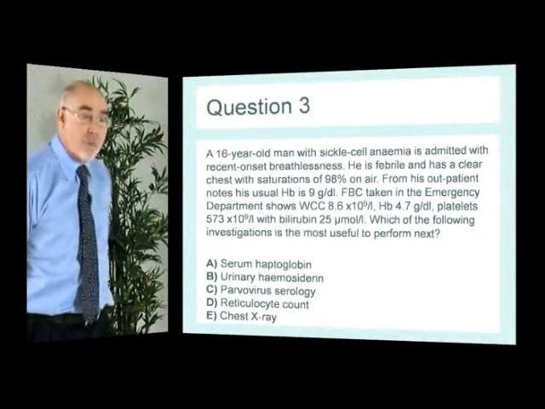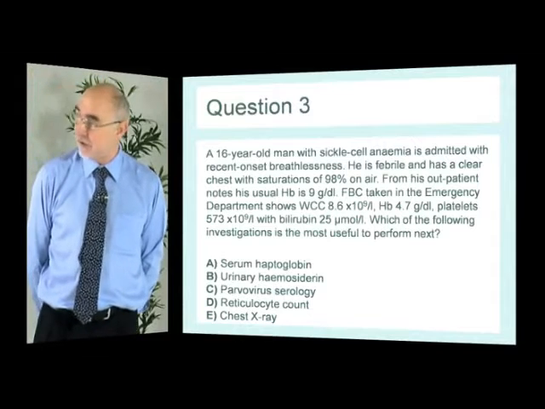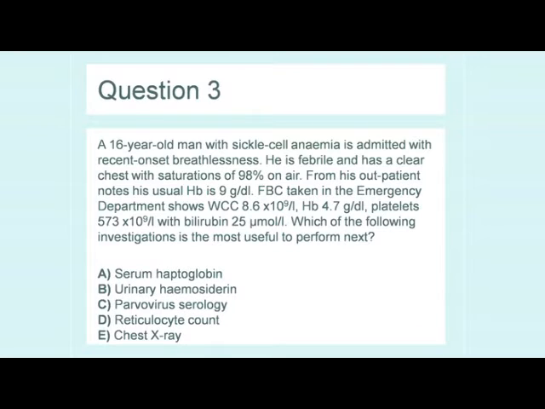A 16-year-old man with sickle cell anemia is admitted with breathlessness. He is febrile but has a clear chest with normal saturations on air. From his hospital records, he is found to have a usual hemoglobin of 9, but a blood count taken in the A&E department shows that he is more anemic than normal with a hemoglobin of 4.7.